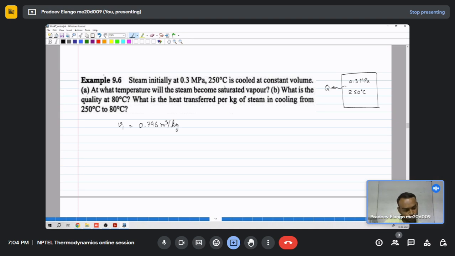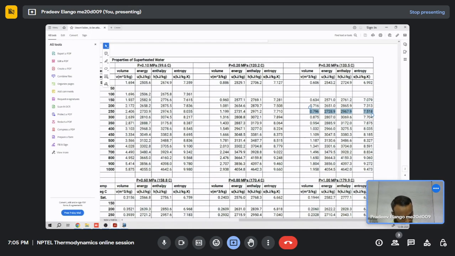We will also need to find the heat transfer, so I will note down the internal energy. So here the process is happening in a constant volume chamber, so I do not worry about the enthalpy. I will be worried only about the internal energy. So internal energy is 2728.9 kilojoule per kg.